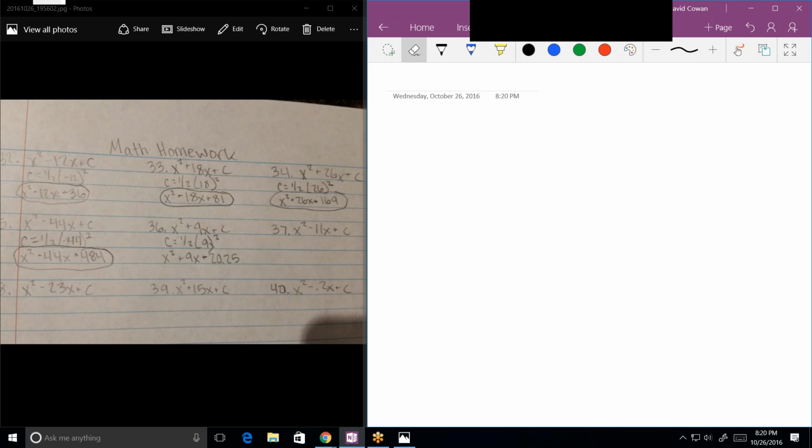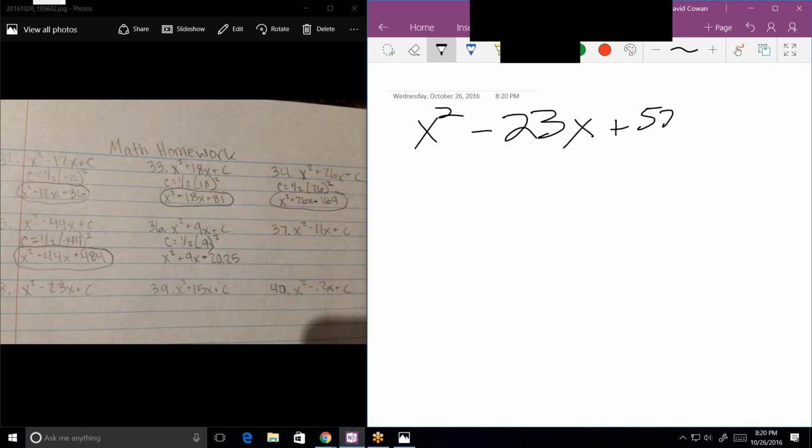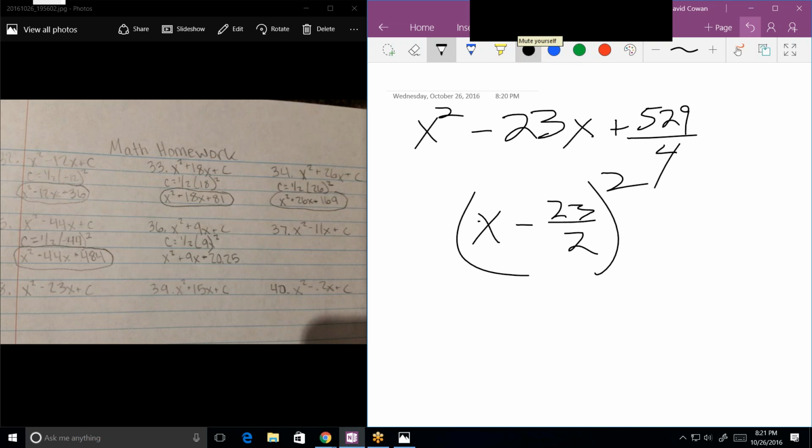Let's do the rest of these while we have time. So let's complete the square. Let's do this first. What's C going to be here? I said 529, because 23 squared is 529. Yeah, very good, that's what C is. And then that allows me to write that as this. And that's always the way you do those.